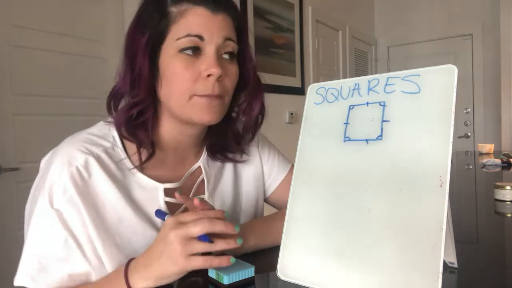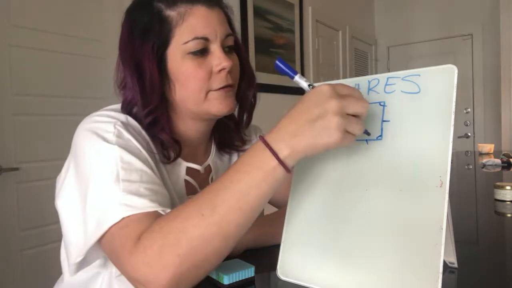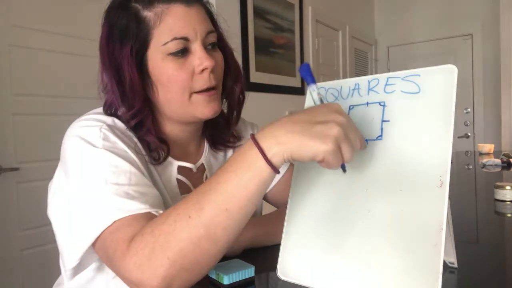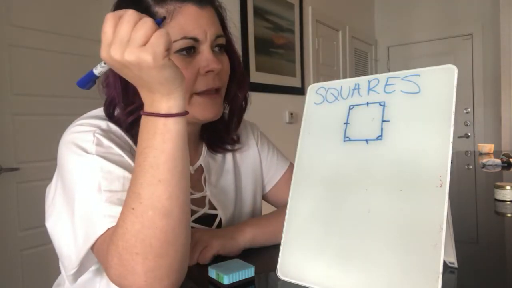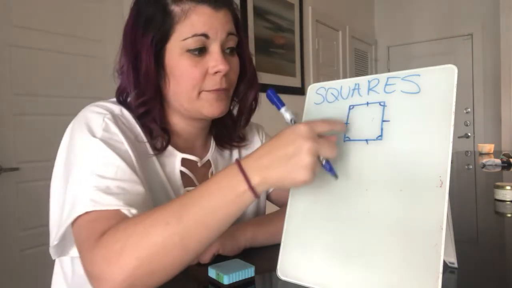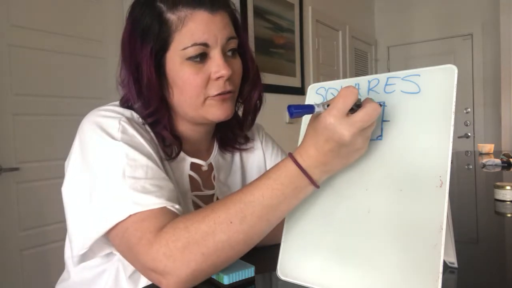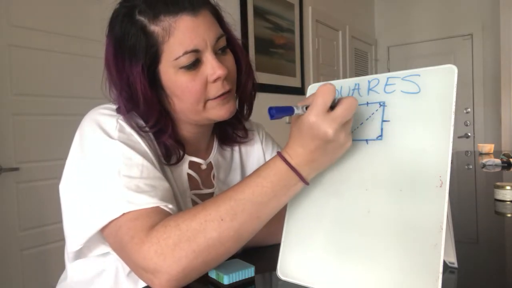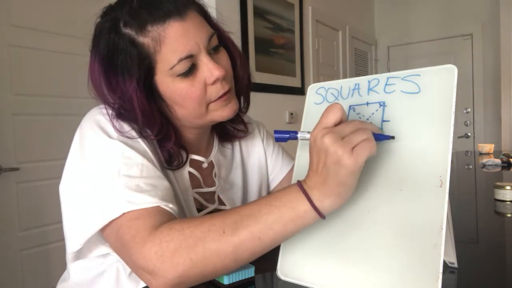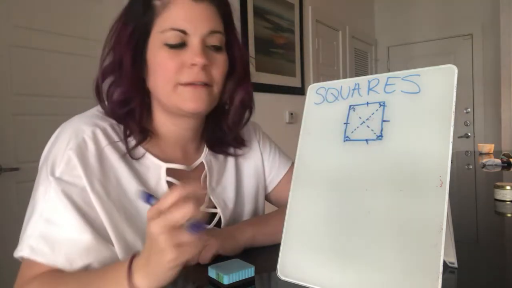Let's review those properties. Opposite sides are parallel. Opposite sides are congruent. And opposite angles are congruent. And consecutive angles are supplementary, means they add up to 180. And diagonals bisect each other. So if we draw the diagonals here, they bisect each other. Let me erase that. There we go. They bisect each other.